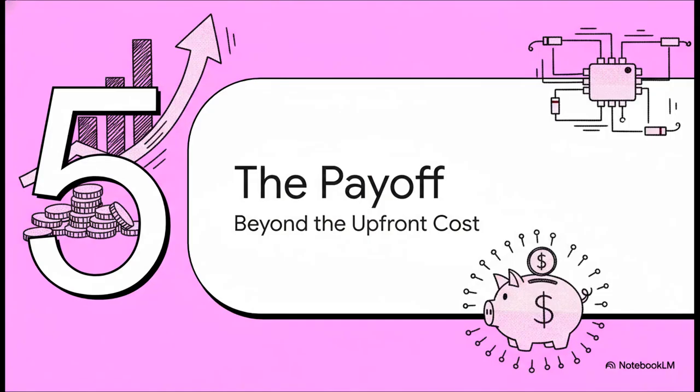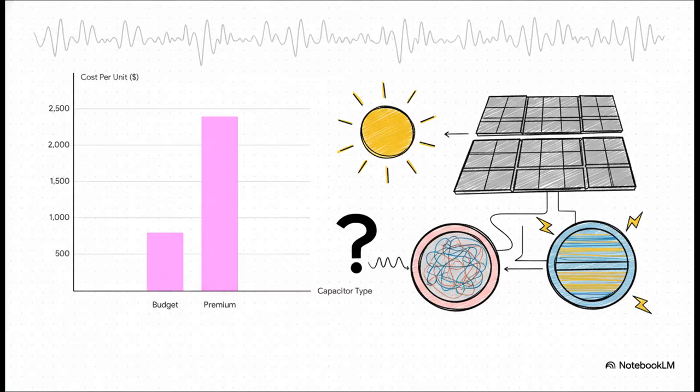Now, you might be thinking, okay, these optimized components sound expensive. And you're right, the upfront cost is higher. But the crucial thing here is to think about the total cost of ownership, because the payoff can be absolutely enormous. So let's look at another case study. This one's from a solar farm. They had a choice. They could go with budget capacitors for $800 a unit, or they could pick premium low ESR ones for $2,400. Now, on paper, the budget option looks like a no-brainer, right?